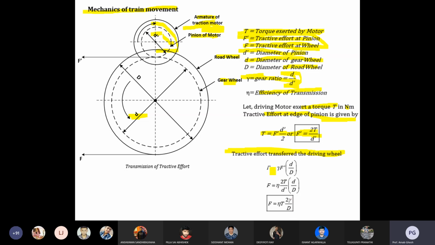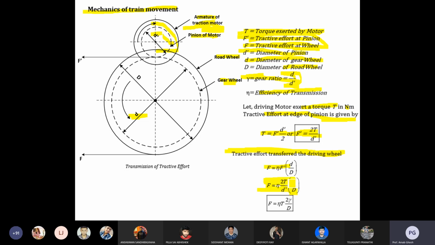So F equal to what? F equal to eta F dash into D by d. So energy is transformed from the main system to the driving wheel, so some of it will be lost. That's why efficiency is directly associated with the system, how much efficiency you are getting. If it is poor efficiency, you have to consider how you are able to improve the system efficiency. Then F equal to eta into 2T divided by d dash, within bracket lowercase d by uppercase D. So directly you will get that value.